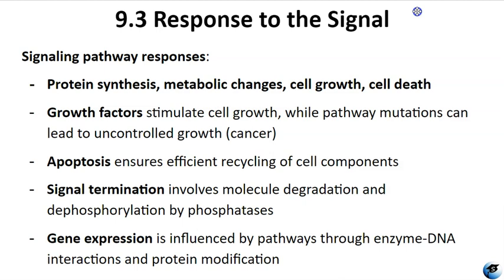So, cellular signaling pathways respond to external stimuli, influencing things like protein synthesis, metabolism, cell growth, and cell death. Mutations in signaling pathway genes can lead to uncontrolled cell growth, which eventually can lead to cancer. Apoptosis ensures the removal of damaged cells while preventing the release of harmful molecules. And then signal termination is vital for the appropriate responses achieved through degradation and dephosphorylation.